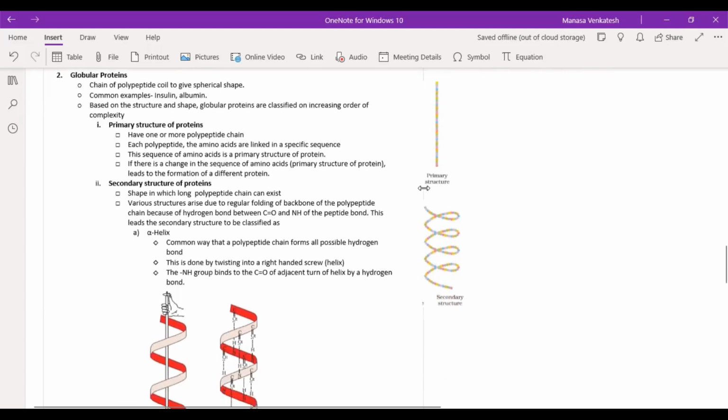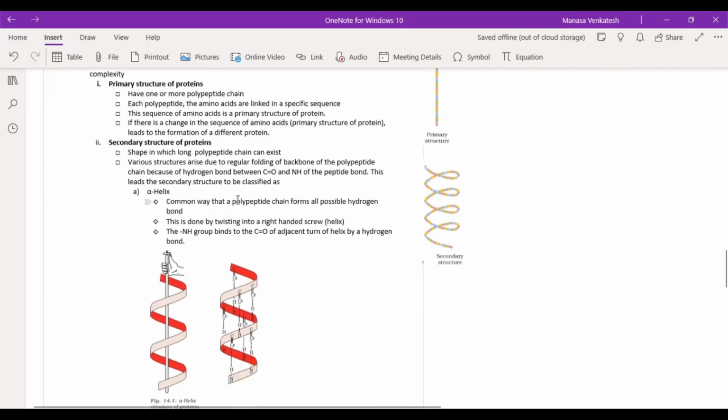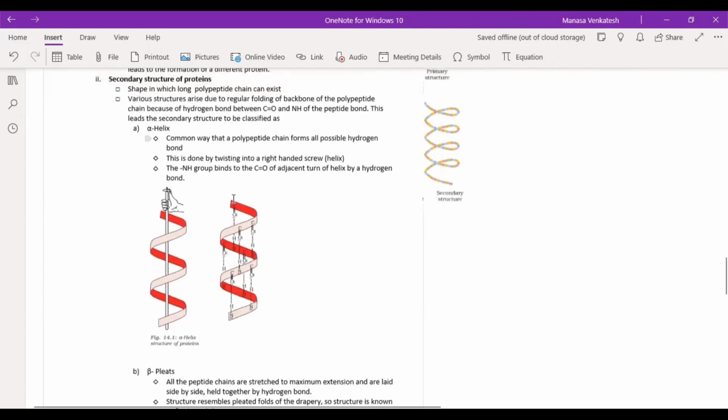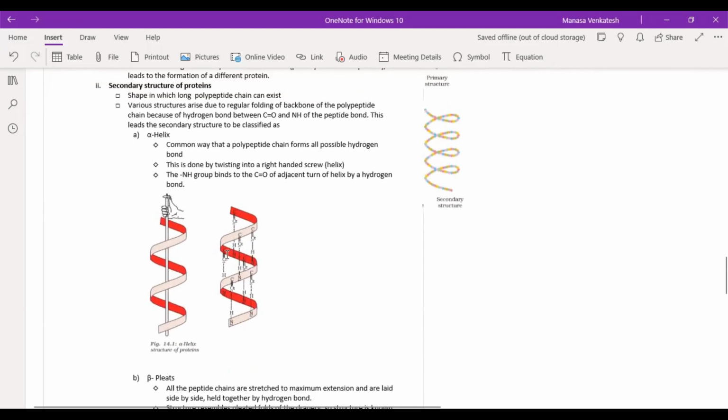Next, you have secondary structure. Here you have long polypeptides, and due to the folding, you have two types: alpha helix and beta pleats. The alpha helix is twisted into a right-handed screw to maximize the amount of hydrogen bonds formed. There is a hydrogen bond between the CO and the NH, between the oxygen and the hydrogen.